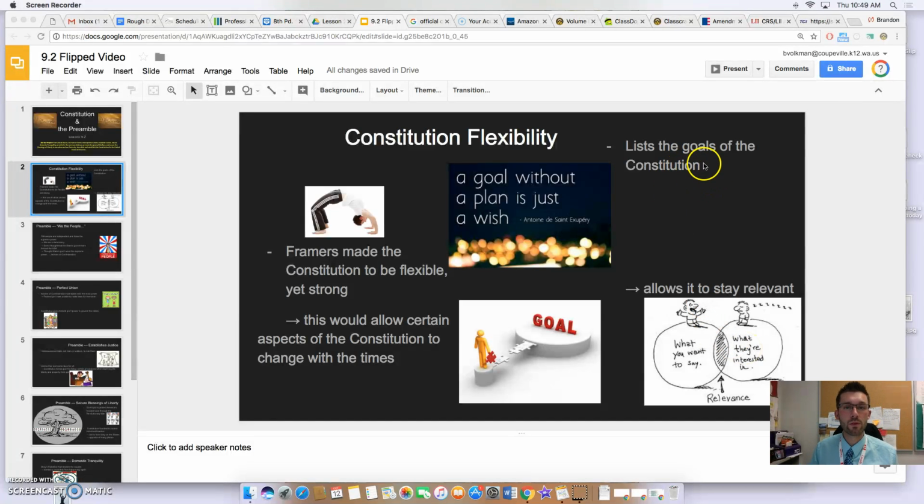Finally, the preamble, or the first part of the Constitution, lists the goals of the Constitution itself so that we know exactly what the Constitution is going to do for us. It's like a really good introduction to an essay. So let's dive in and start looking at the different parts of the preamble.